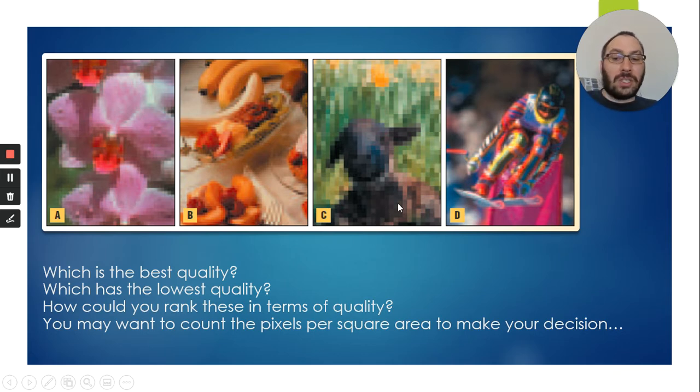So we ask which is the best quality and which is the worst quality. Typically, this is the one that's voted as the best quality, and this is typically voted as the worst quality. It all has to do with the number of pixels. You can see pixels in all of these. However, this one you can see the most squares. You can see the squares; the pixels are quite large.